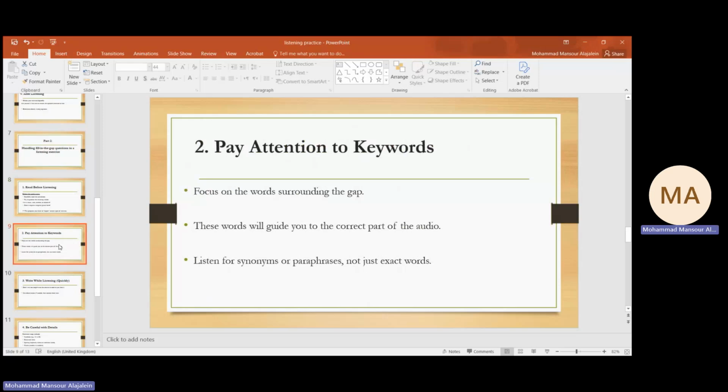As we said at the beginning of the previous video, paraphrases and synonyms are used a lot in listening exercises. And the words by themselves might not be mentioned twice, they might be paraphrased.